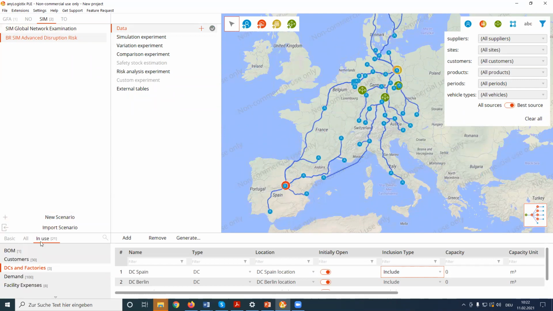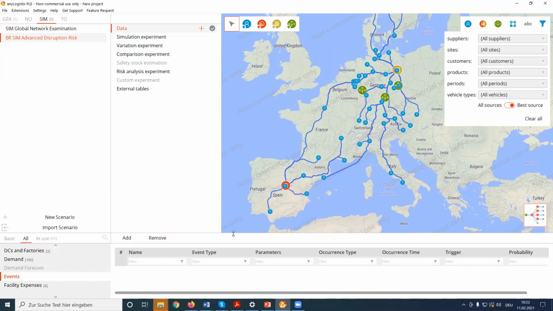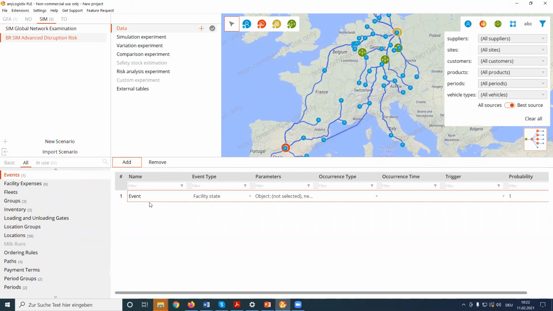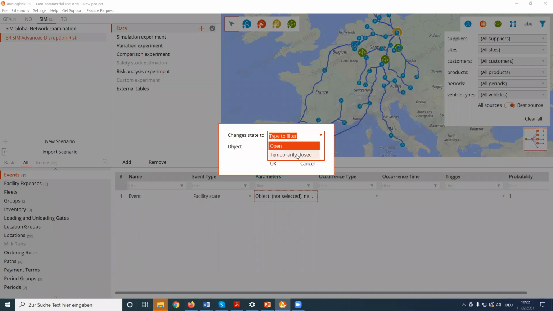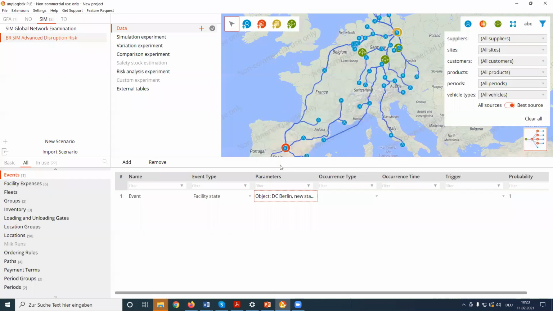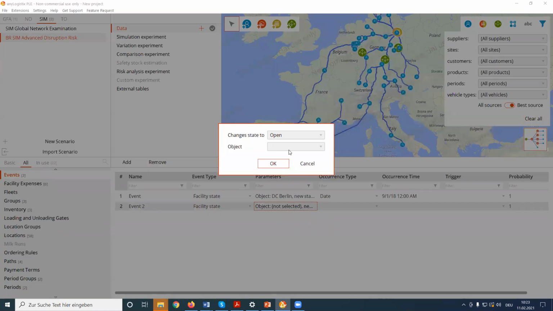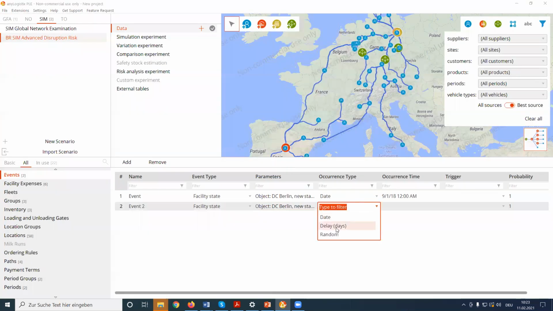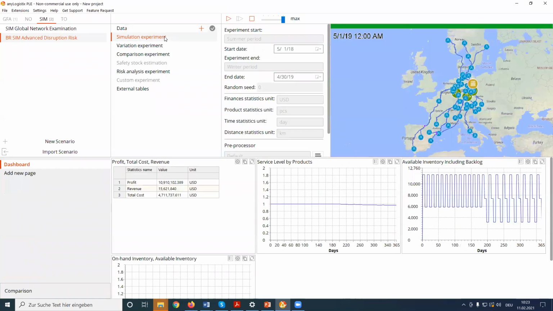Now we need to add again two disruptive events. The first disruptive event is, in our case, the closure of the DC in Berlin. So let us find this DC as DC Berlin. It will occur on the 1st of September as in the first experiment. And then we have the second event, which is recovery of the DC in Berlin, which will happen 60 days after the disruption. You need 2 months, and it is triggered by the disruption. Okay, so now we are running an experiment.